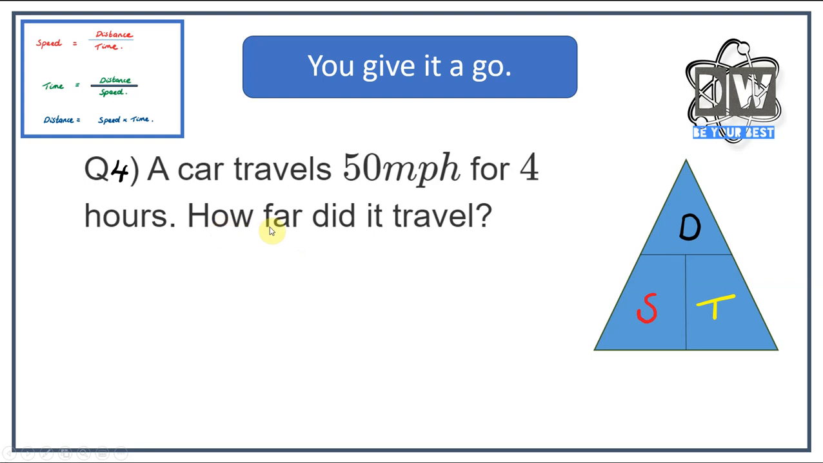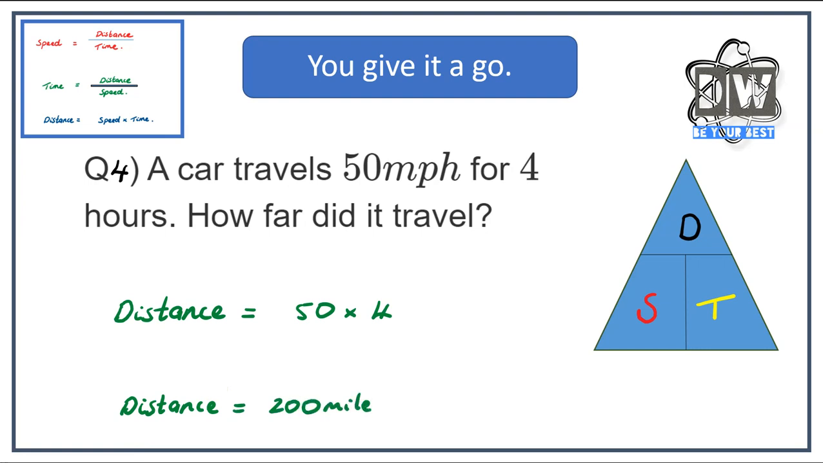So what are we doing? How far did we travel? So now we're looking at distance. So remember, it's distance equals speed times time. So where it says speed, we're going to put 50. Where it says time, we're going to put 4. So let's copy that out now. Distance equals 50 times by 4. Okay? And if we put that into our calculators, we should have an understanding that that's 200 miles.